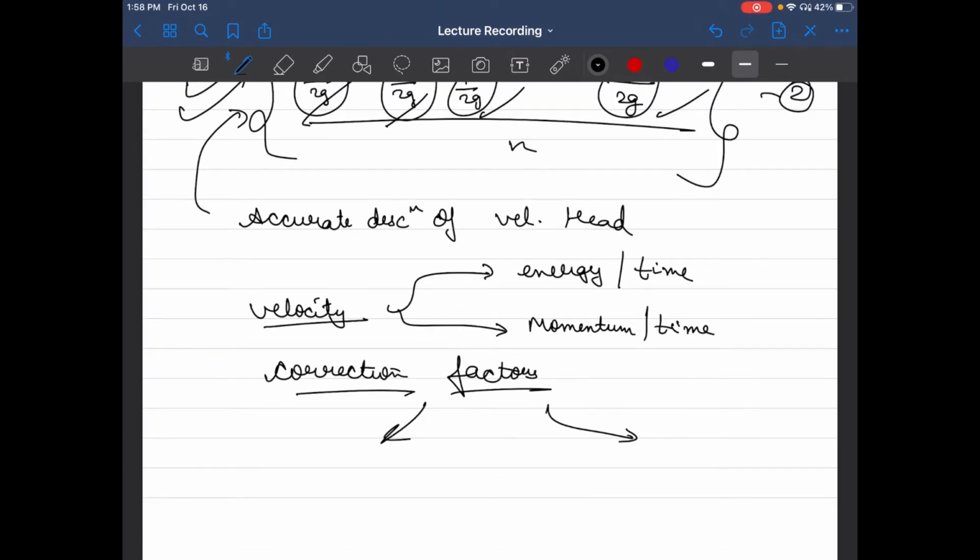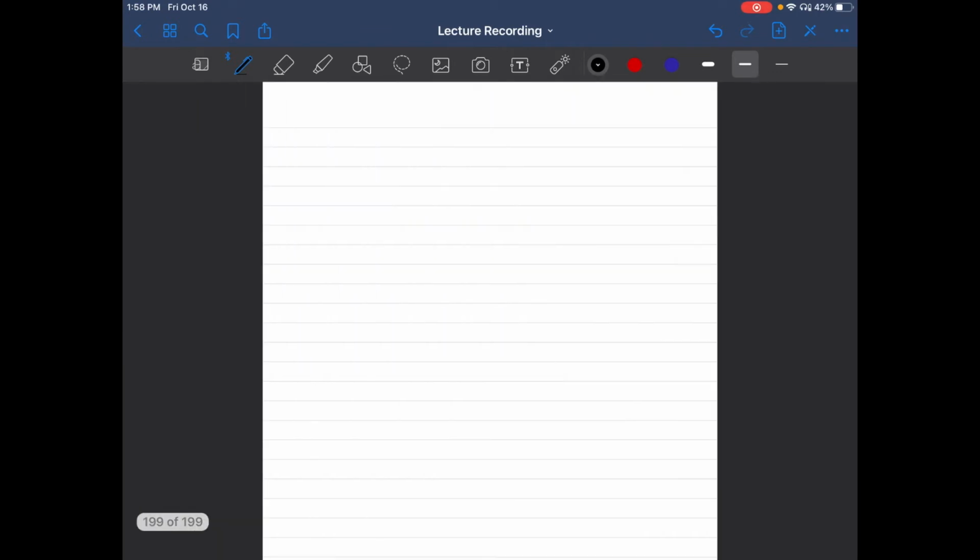And we will derive one energy correction factor, which we call alpha, and second parameter that we will calculate would be momentum correction factor, which is going to be beta. Let us look into the mathematical aspects of it.